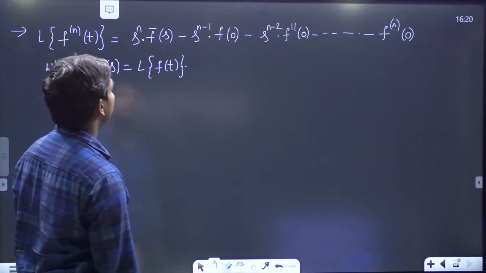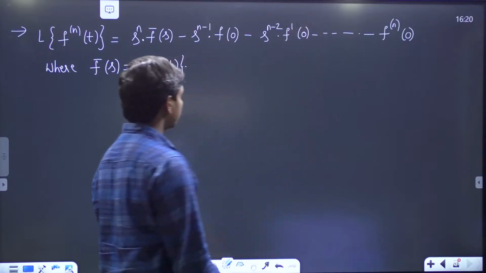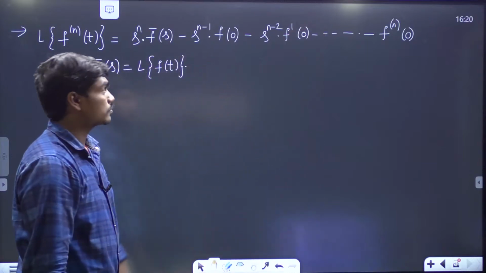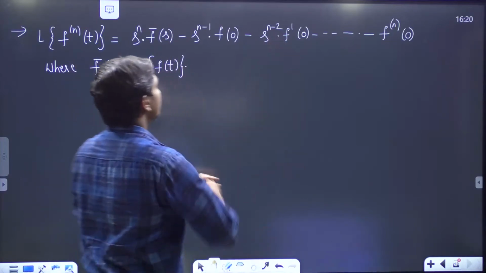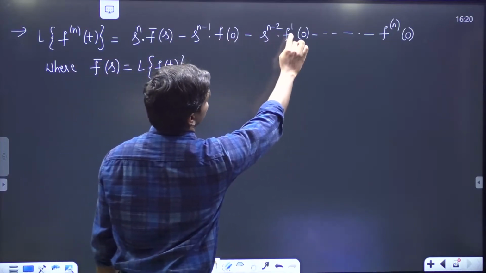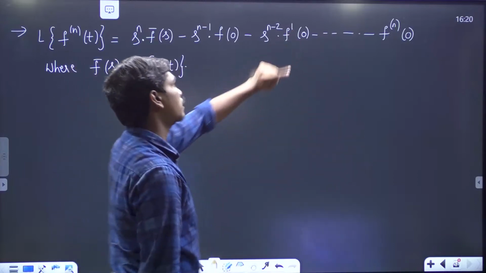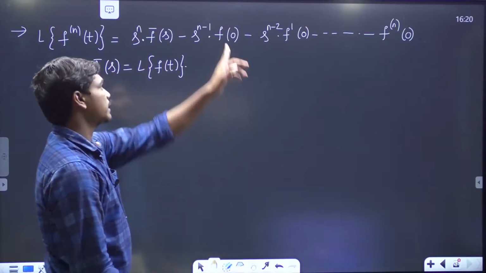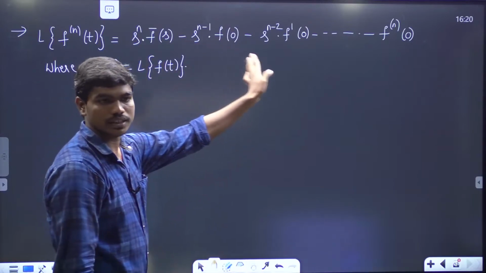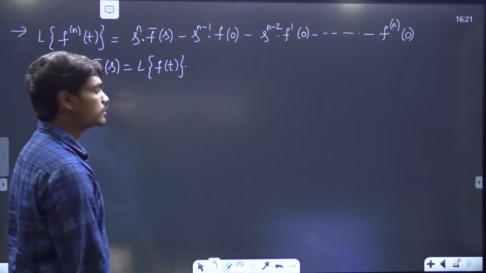This is f dash of 0 then. Basically this is what I need to say: f of 0 minus s power n minus 2 into f dash of 0 and so on. One extra dash was put here, but that's not correct. All these are minus signs. There is no plus and minus alternating. All these are minus signs apart from this. Clear?